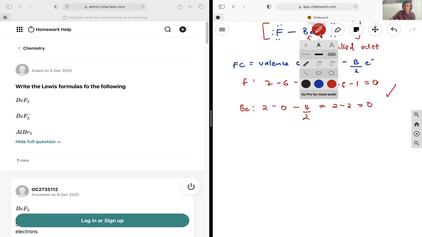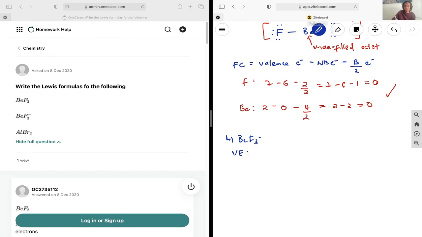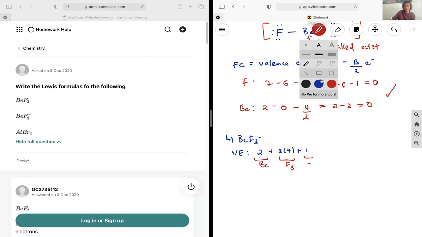Move on to the next one. That is BeF3 minus. Let's go ahead and count the valence electrons. So we have 2 from the beryllium, plus 3 by 7 from the fluorines, plus 1 because of the charge. Let's go ahead and label those. So this is BeF3 minus. And so that's just going to give us 3 plus 21. So we have 24 electrons to manage.